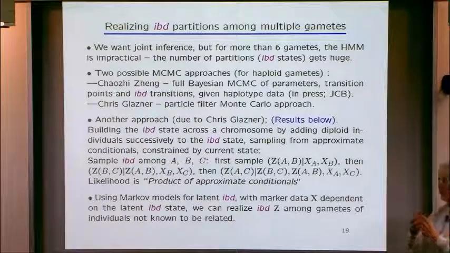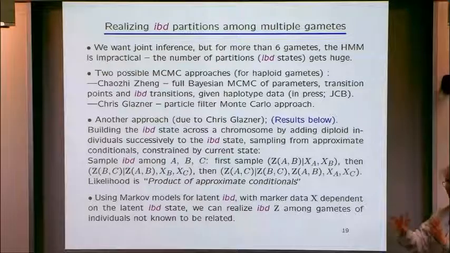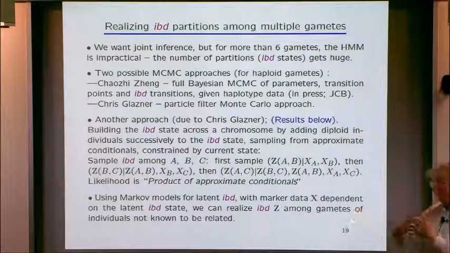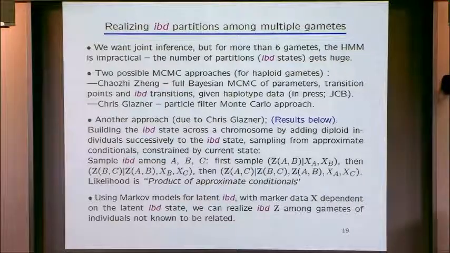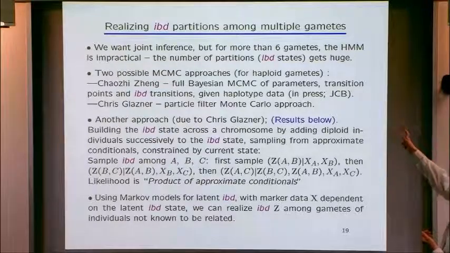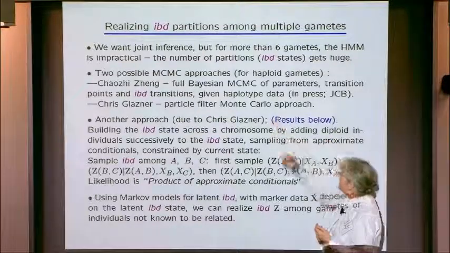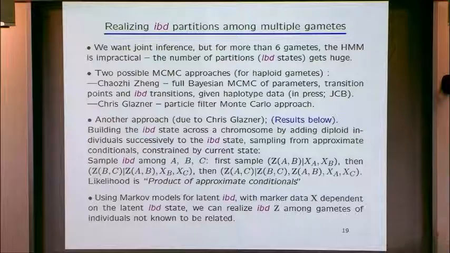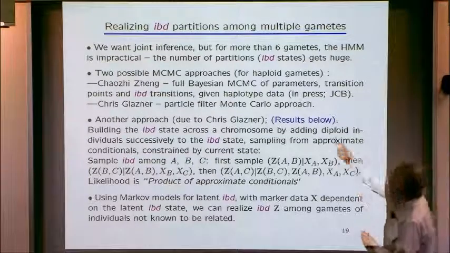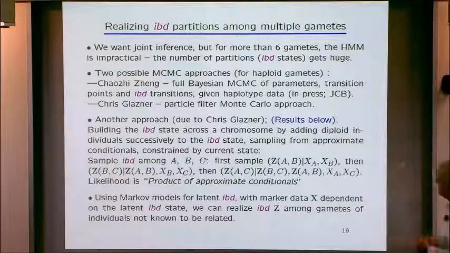And in a large population, it may be that each component graph is not that large, so the actual IBD graph at any locus, the components are not that large, but we want to be able to do the inference for a much larger number of gametes. And again, the problem is you simply can't do the HMM, the number of partitions is simply huge. And there have been various MCMC approaches that I won't talk about. Xiaozi Zeng, again, has done a full Bayesian MCMC under essentially this Chinese restaurant process model, which handles up to 40 gametes and can do things basically across a chromosome. And that's actually right now in press in Journal of Computational Biology.